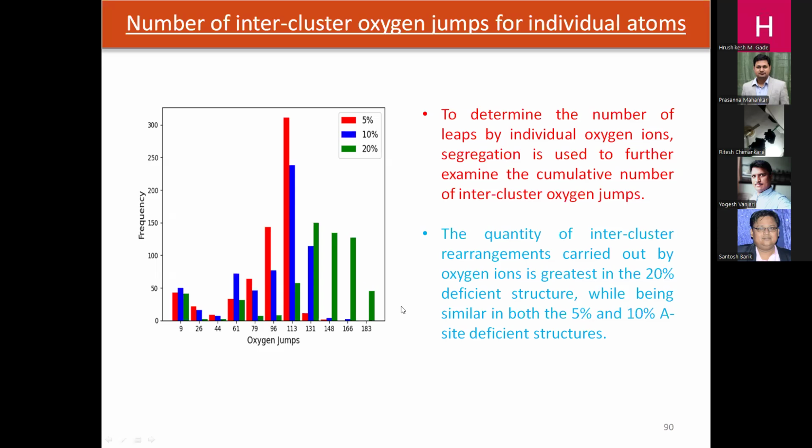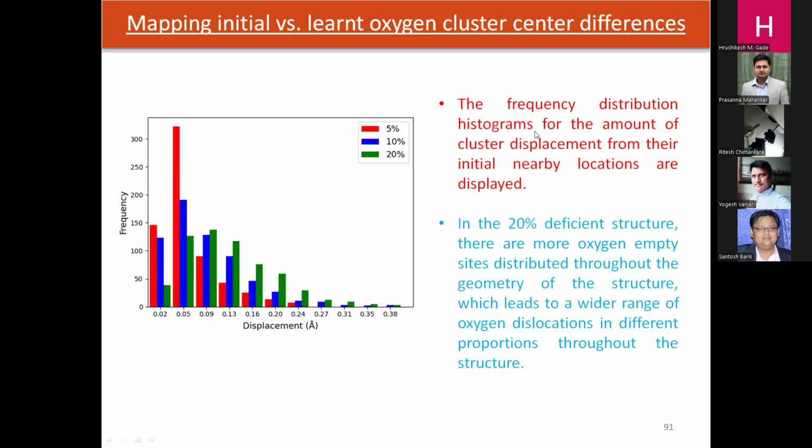So here we obtained, for a larger amount of vacant structure, the oxygen jumps were very high. That means it had the possibility to move because of the vacancy. That was the second analysis. Then, initial and learned oxygen cluster center differences. Okay, so as the vacancy increases, what's the amount of dislocation in the cluster center?